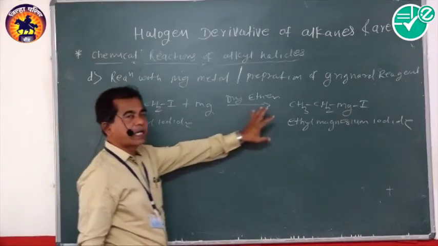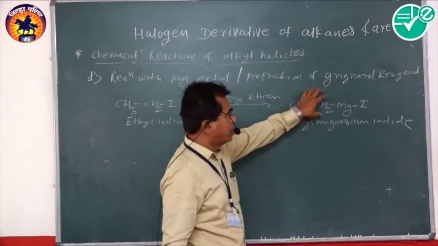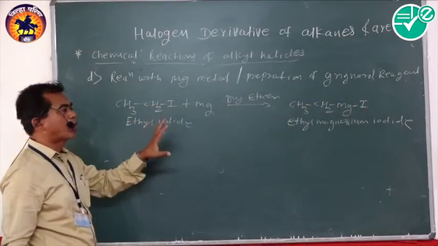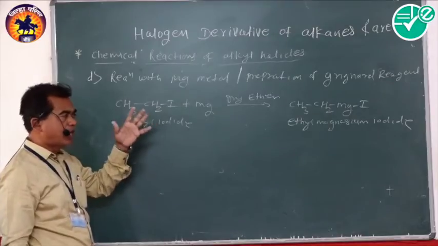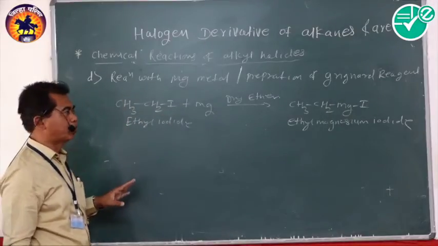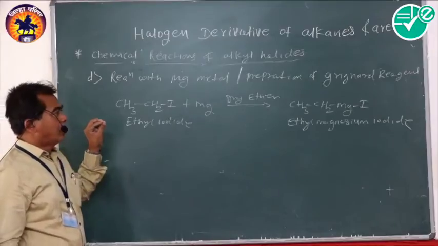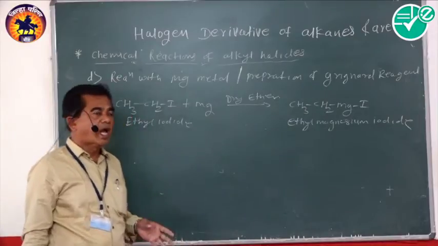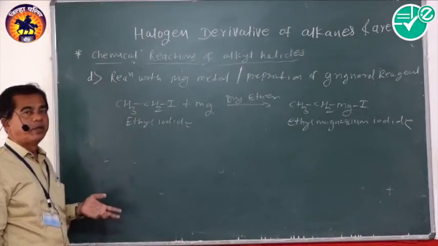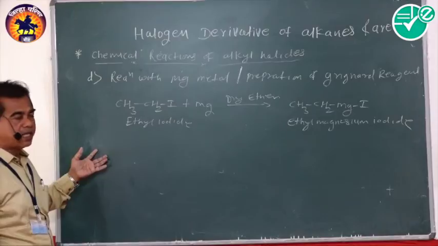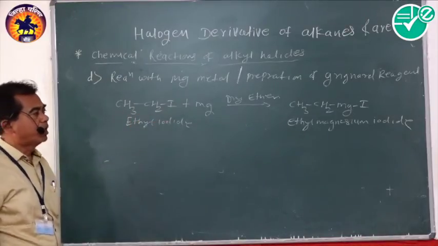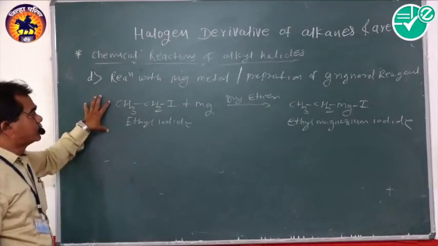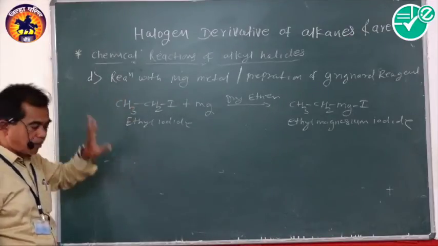This organometallic compound is formed, and this very important organometallic compound we call Grignard reagent. It is used to prepare different types of organic compounds. Thus, the organometallic compound known as Grignard reagent is prepared by the action of magnesium metal on alkyl halides. In this way, by the action of magnesium metal, we prepare the Grignard reagent.